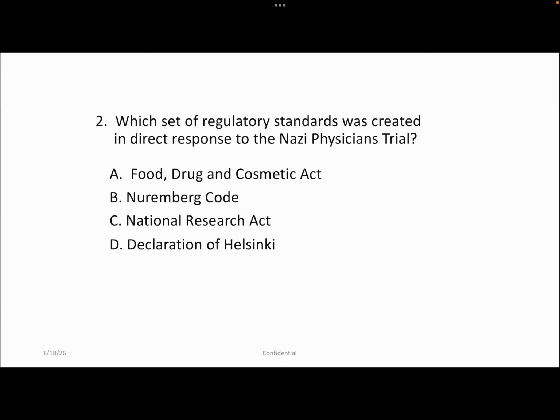Let's move to our second question. What set of regulatory standards was created in direct response to the Nazi physician trial? The Nazi physician trial was a catalyst event. These are your four options. It's very easy. Yes, there's a majority saying Nuremberg Code. That's option B. Yes, that's correct.